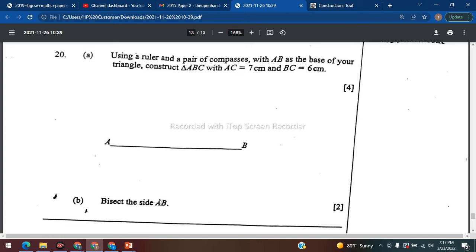So now we want to bisect AB. All right. So that means we want to cut it in half. Right. So how would we cut this line in half? Okay. So go near the middle and draw an arc. That's what I'm talking about, Kimberly.